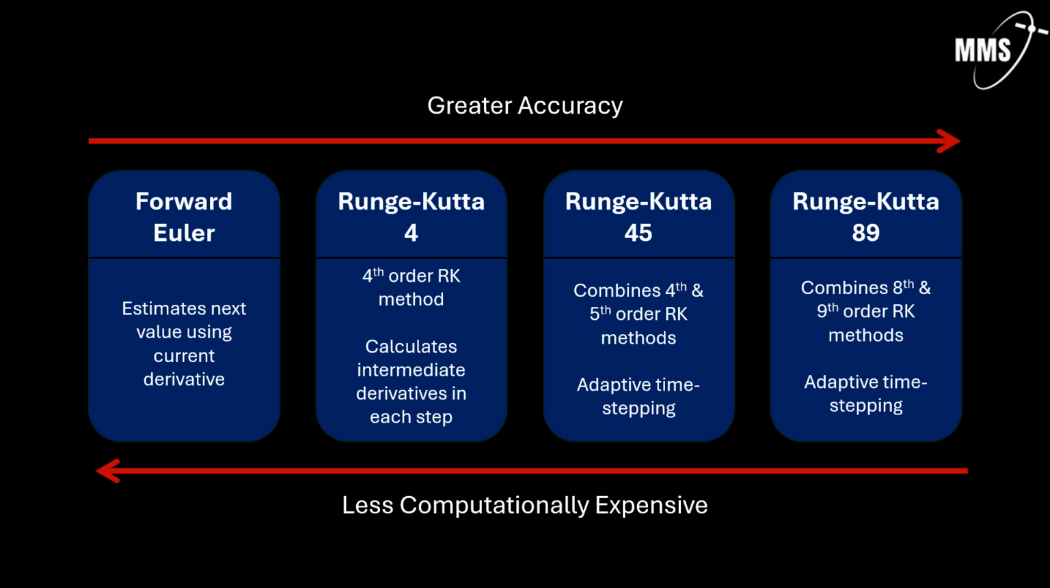RK45 is a variable step method, combining fourth and fifth-order Runge-Kutta methods to estimate error using the Fehlberg equations and adapt the step size dynamically. It's efficient for problems requiring high precision, such as long-duration mission scenarios. And Runge-Kutta 8.9 is a higher-order method offering even greater accuracy by using 8th and 9th order Runge-Kutta methods for propagation and error. It's suited for problems that demand very high precision but can be computationally intensive.